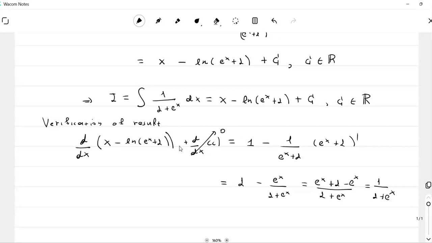You can always do that to check if the integral that you have computed is correct.